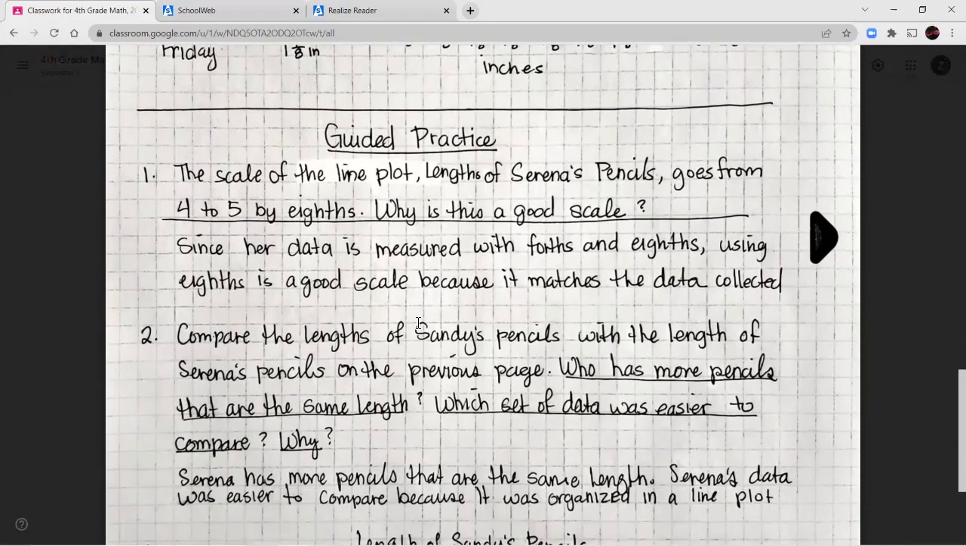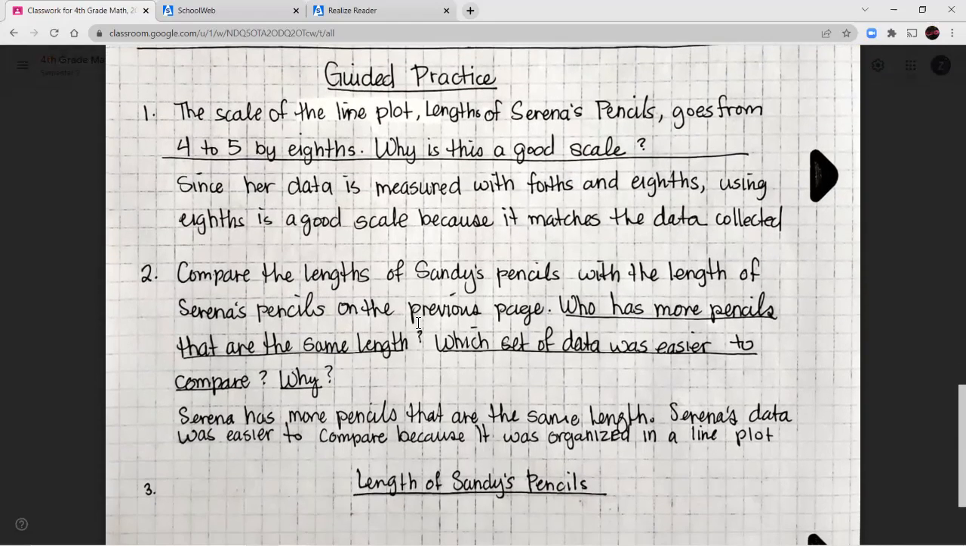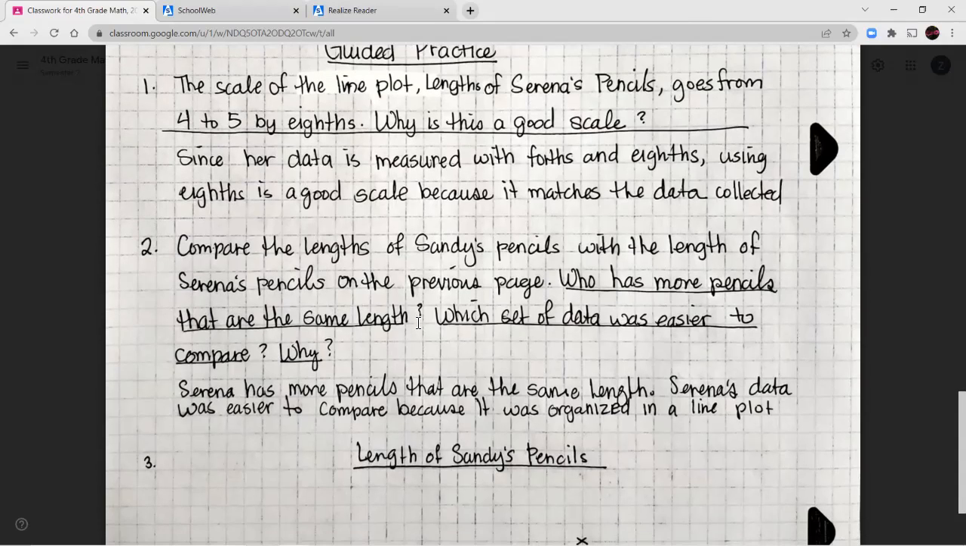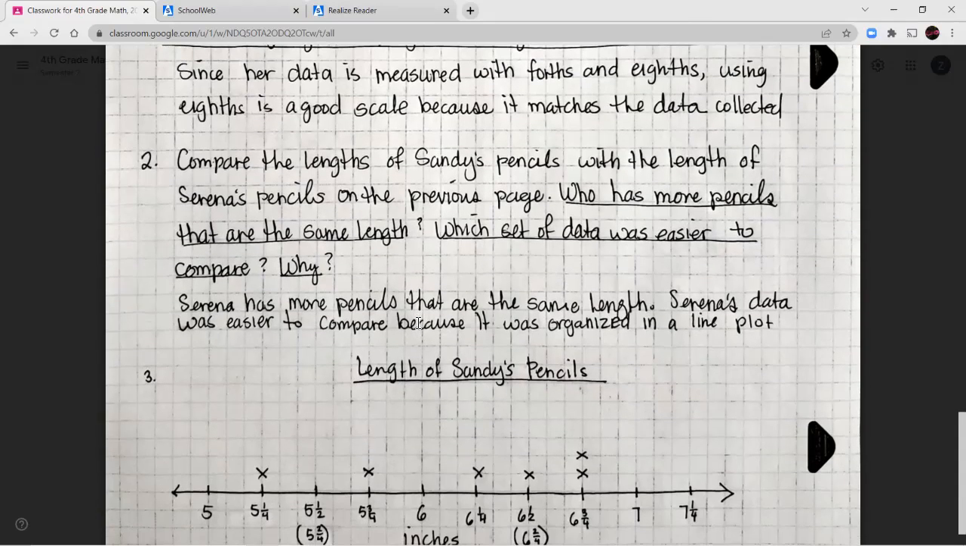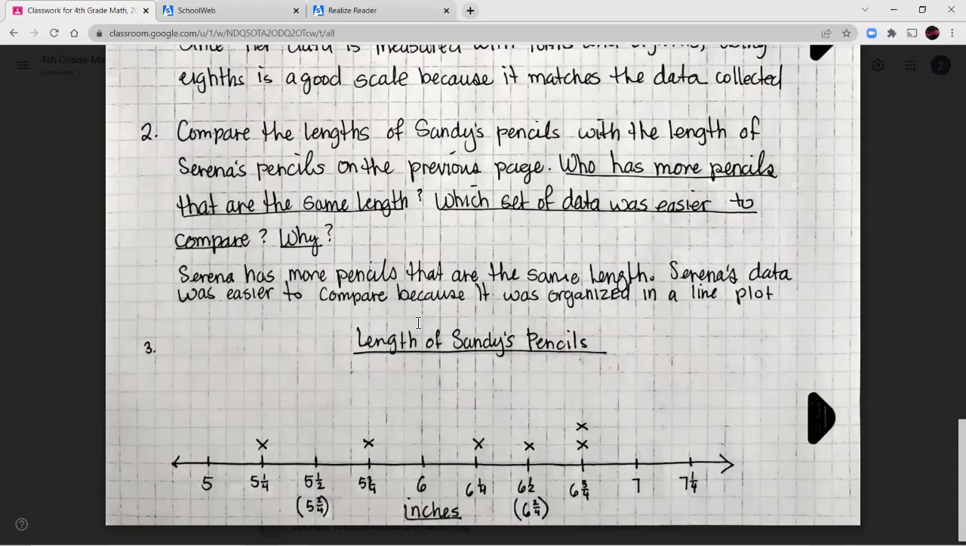Now let's take a look at our guided practice. It says the scale of a line plot, length of Serena's pencils, goes from 4 to 5 by 8ths. Why is this a good scale? So since her data is measured with 4ths and 8ths, using 8ths is a good scale because it matches all of the data collected. Remember, 2 of your 1/8 size pieces is the same thing as 1/4 size piece. So breaking it up into 8ths was a good scale for that one.